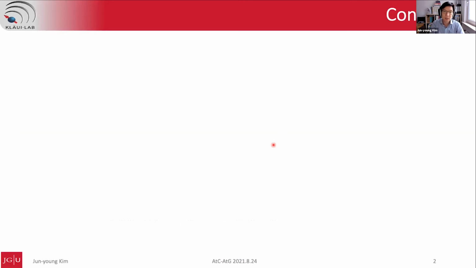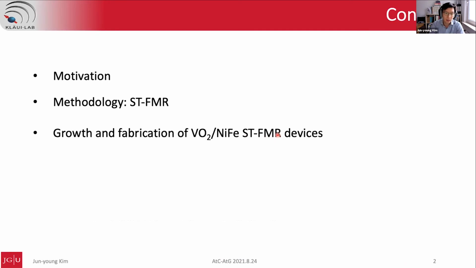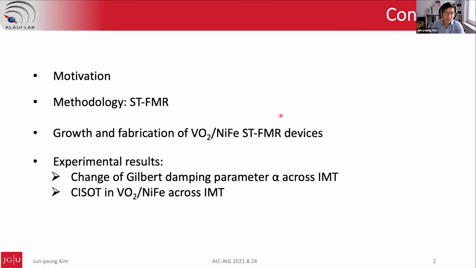Okay, so just an outline. I will start the talk with the motivation of the project, and then I'll briefly introduce the methodology, which is the spin torque FMR, in case the audience is not familiar with the technique. And then I will move on to the growth and fabrication of the vanadium dioxide and nickel-iron ST-FMR devices. And then I will present the main results, which is the change of the Gilbert damping parameter and the current-induced spin-orbit torque in this bilayer structure across the insulator-metal transition. And then I will finish with a summary.